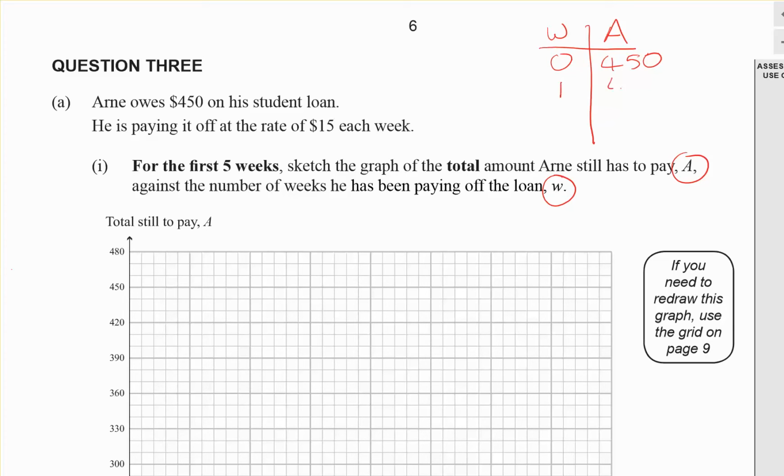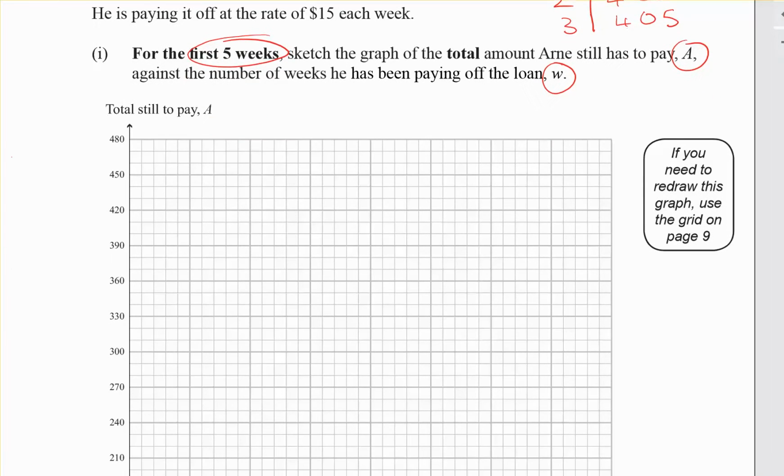After 1 week, paying off $15, it'll be $4.35. Paying off another $15, and so on, subtracting 15 each week. Right, now we're asked to graph it only for the first 5 weeks. Total amount still to pay, so starting at $4.50.